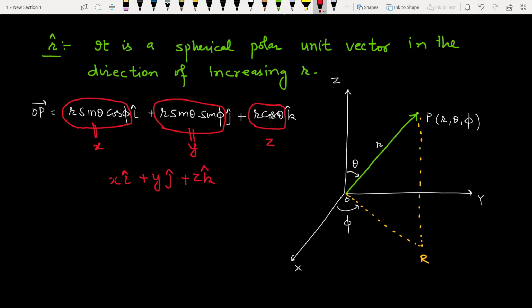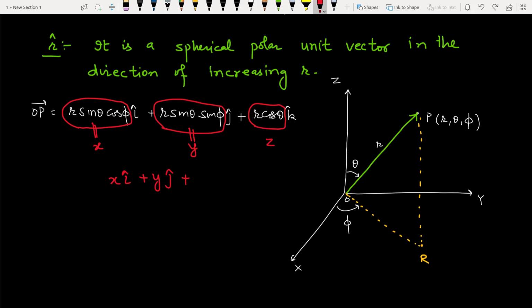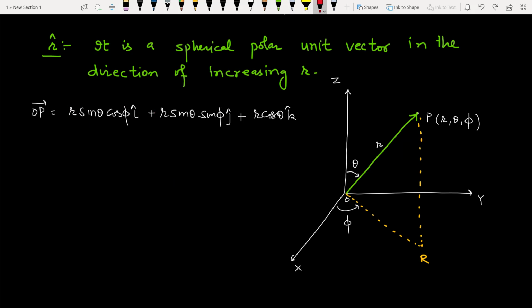So in the lower classes, you represent a vector by this notation. This is the notation of a vector in the Cartesian coordinate system, and this one is the notation of the vector in the spherical polar coordinate system. So from now onward we will be dealing with the spherical polar coordinate system, so we represent the vector directly this way.